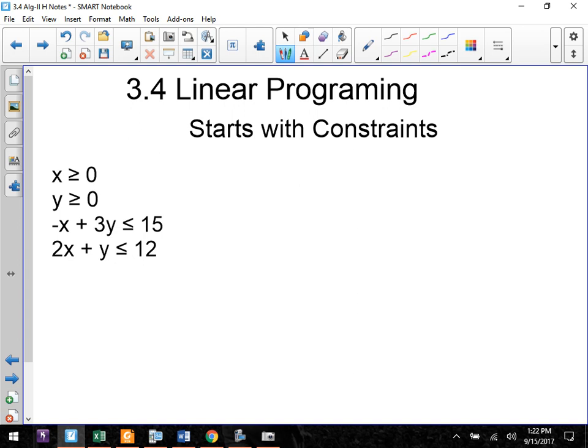These functions that they give you to graph to start with will be called constraints. What that means is that it's going to confine your graph to a specific region, and you're going to be able to find the points at which the graph creates. Okay? So with these first two parts, knowing that x is greater than 0 goes to the right, y is greater than 0 goes up, that means we call it a first quadrant problem.